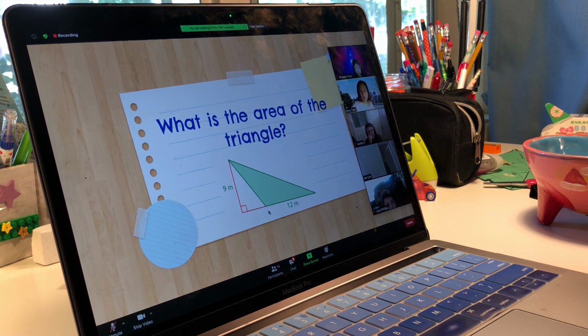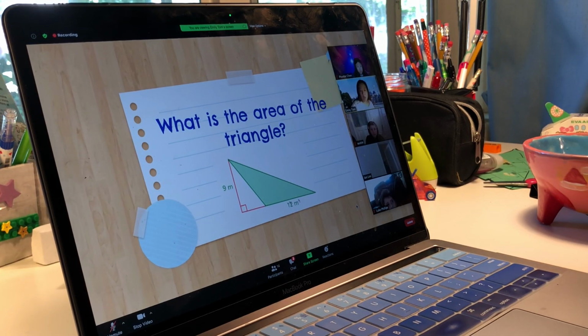Okay, great. So we have a base of 12. And then our height is 9. So 12 times 9 is 108. 108 divided by 2: 2 goes into 10, 5 times, 2 goes into 4, 2 times, so 54.